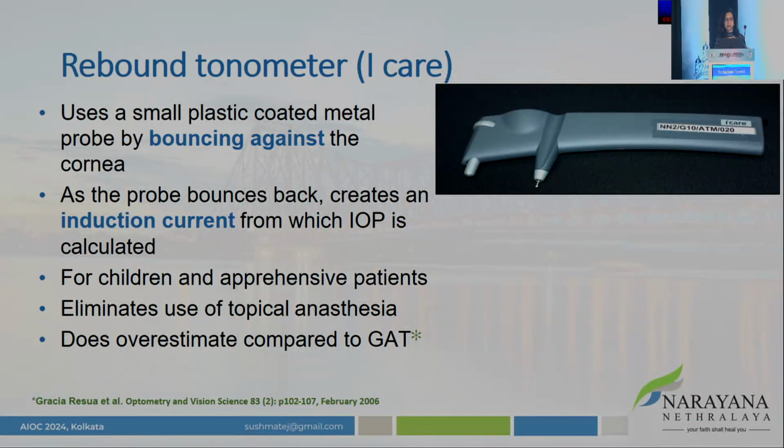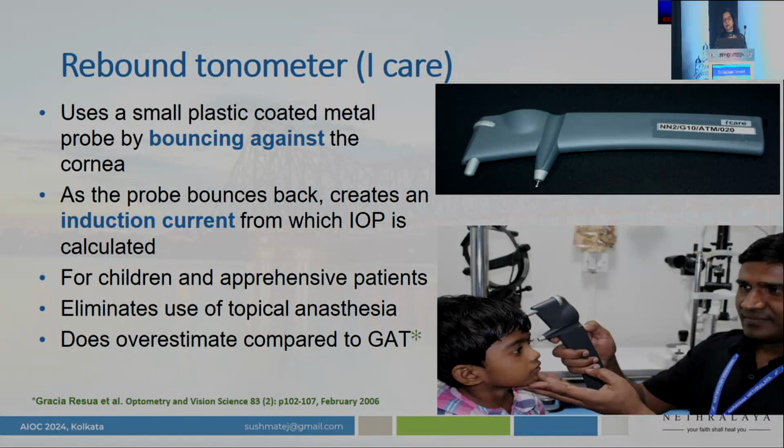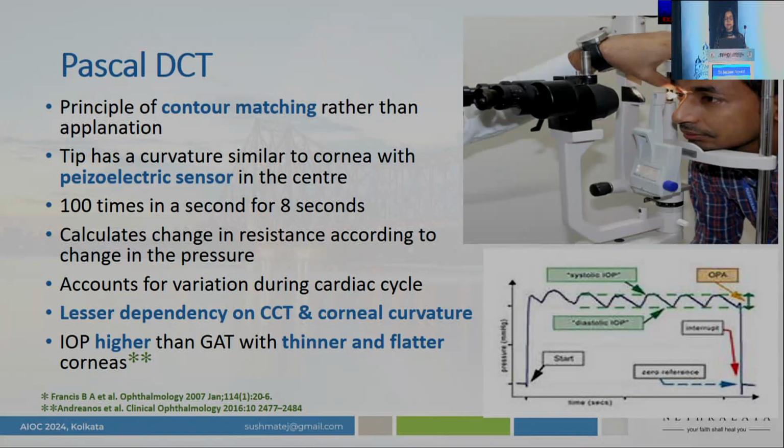The rebound tonometer works on a small plastic-coated metal probe which bounces against the cornea and generates an induction current from which we deduce the IOP. This is most useful in the pediatric OPD, because in children where we don't want to put topical anesthesia or they are not able to cooperate, this is a good tool to check in the OPD. It does overestimate the intraocular pressure as compared to GAT.